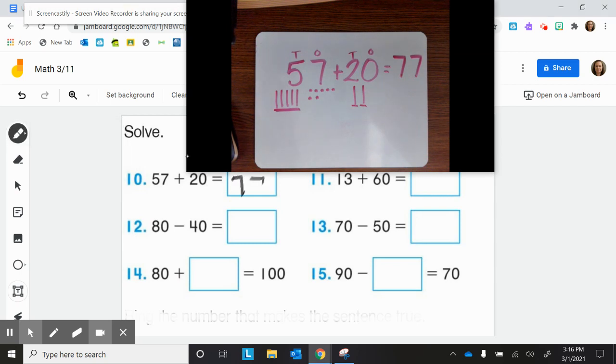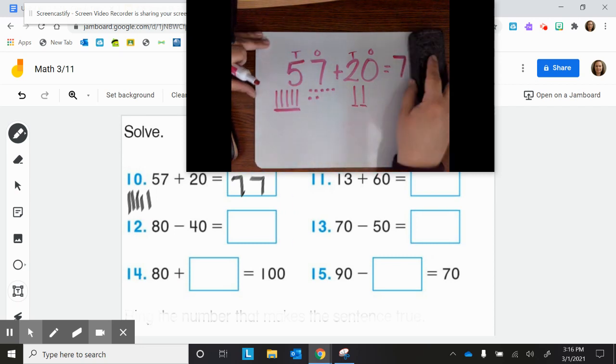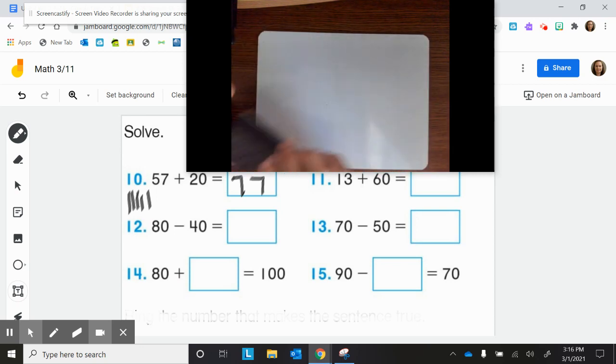Now, you should have drawn your tens and ones right here, like I would have drawn them like this. But if you don't have any room, get your whiteboard just like I do, okay? So if you need that, pause this video and go get your whiteboard if you need to. Okay, let's do the next one.